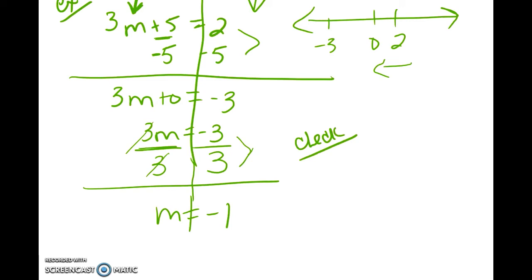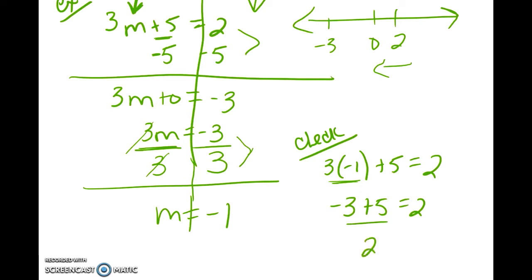So I'm going to rewrite my problem, making the substitution where x equals negative 1. And now I'm going to do 3 times a negative 1, which is negative 3. And when I add 5 to that, I get 2 equals 2. So I know that m equals negative 1.